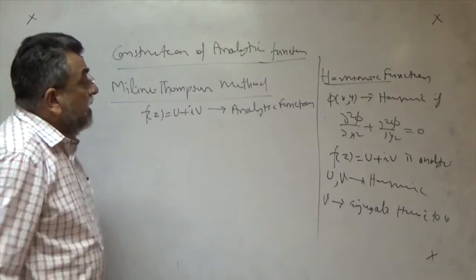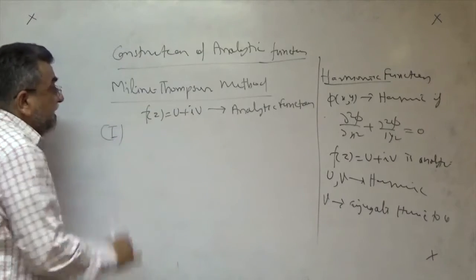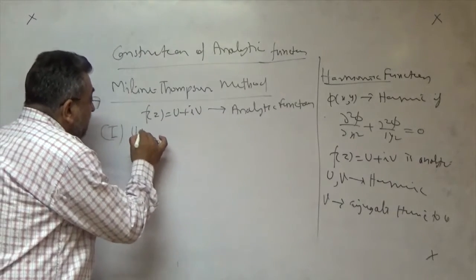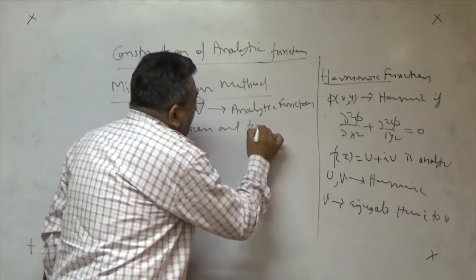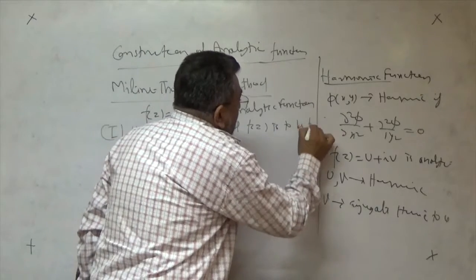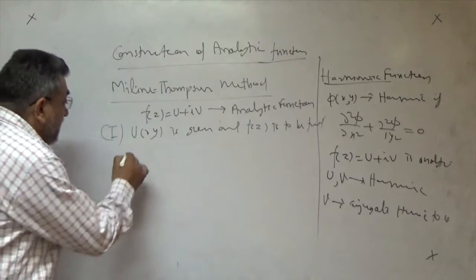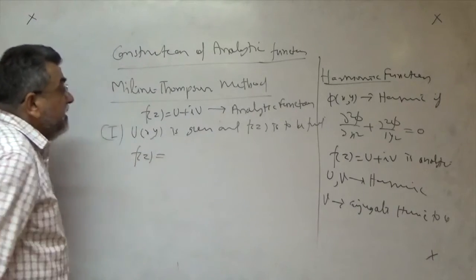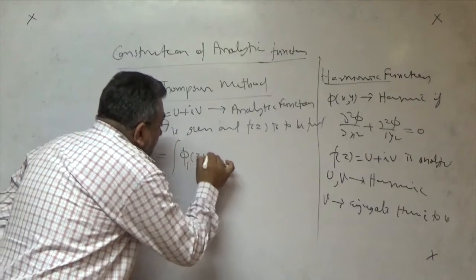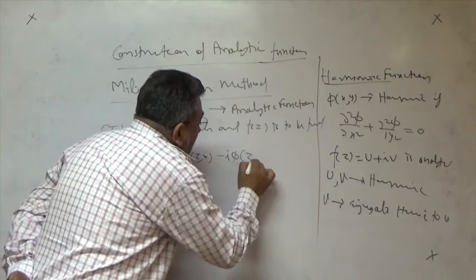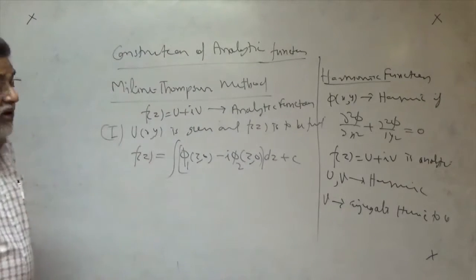We used this method, the Milne-Thomson method, in which I told you if f(z) equal to u plus iv is an analytic function, then there may be four cases. First and second case I discussed in the last lecture. First case, if the real part is given and f(z) is to be found. First case I discussed this, in which by the Milne-Thomson method I defined a formula f(z) equal to integral of phi 1 of (z, 0) minus i phi 2 of (z, 0) dz plus c. That was the formula for the analytic function.